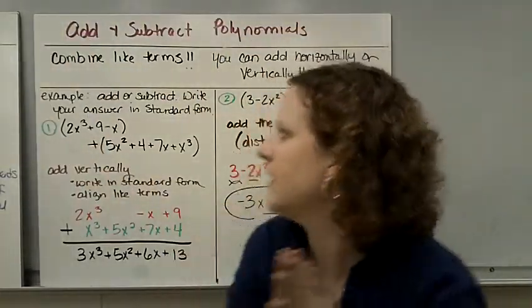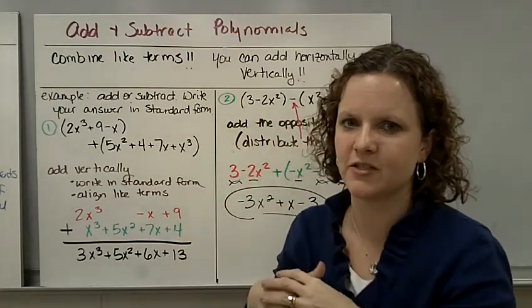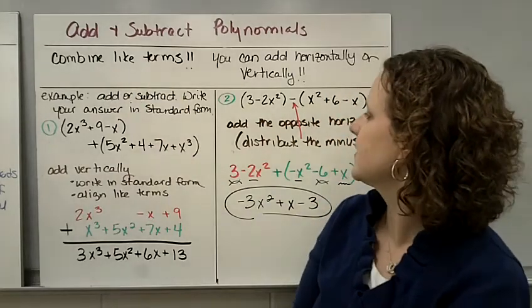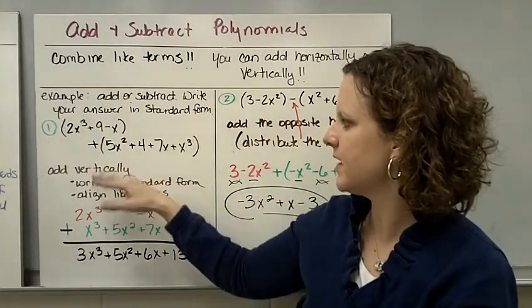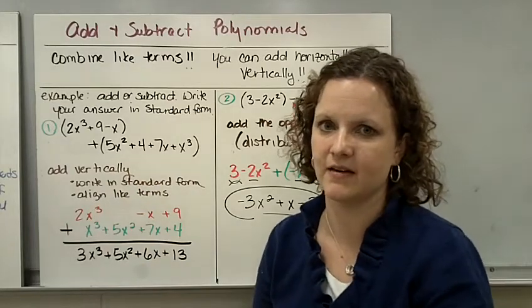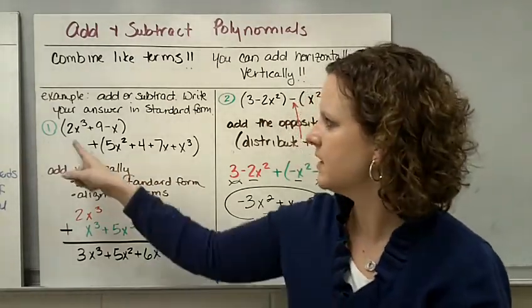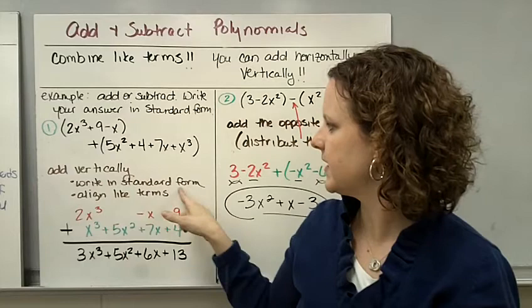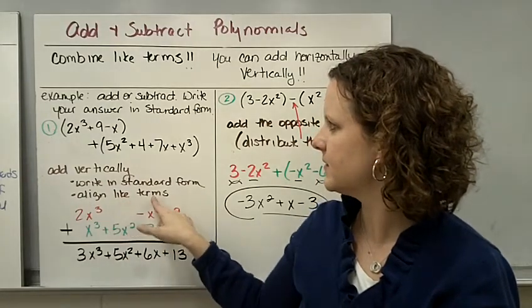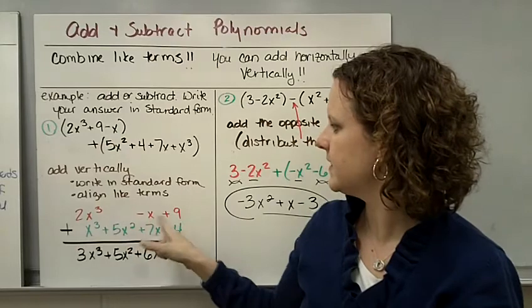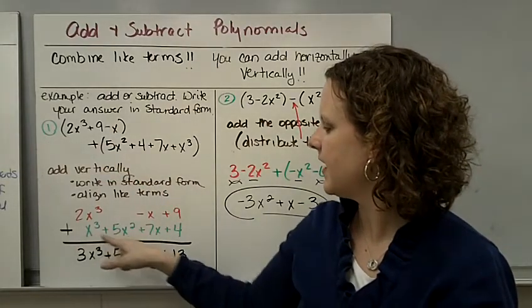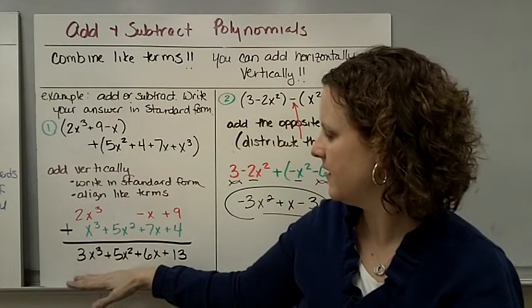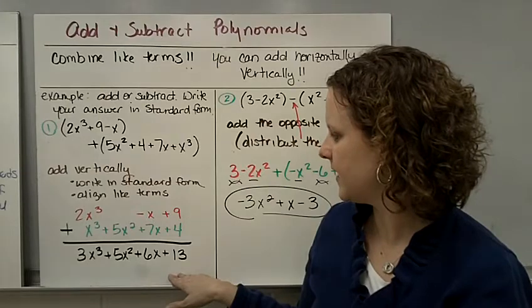Adding and subtracting polynomials. We've been doing this for a while. Now it's just more formal. Combine like terms. You can add horizontally or vertically. I think we're all going to add horizontally, but I did one example vertically just so that we had that in our minds. It might be easier for some students. If we add vertically, we're going to write them in standard form and align the like terms. The first one I just reordered in standard form. The second one I aligned them. This first term doesn't have a squared, so there's nothing there. Add straight down and you have an answer.